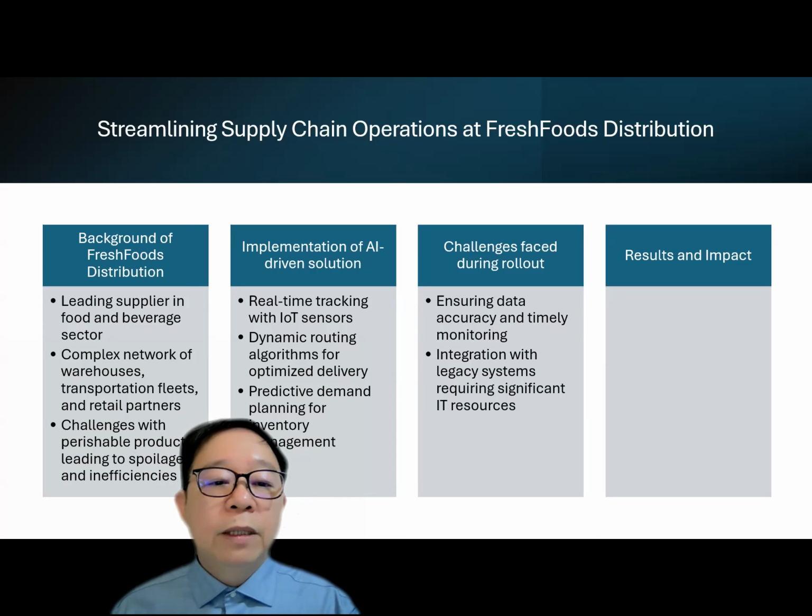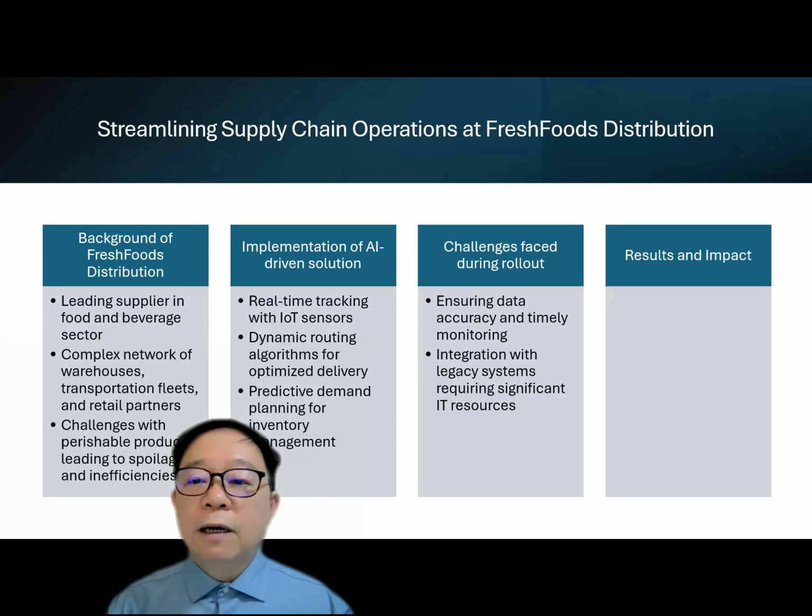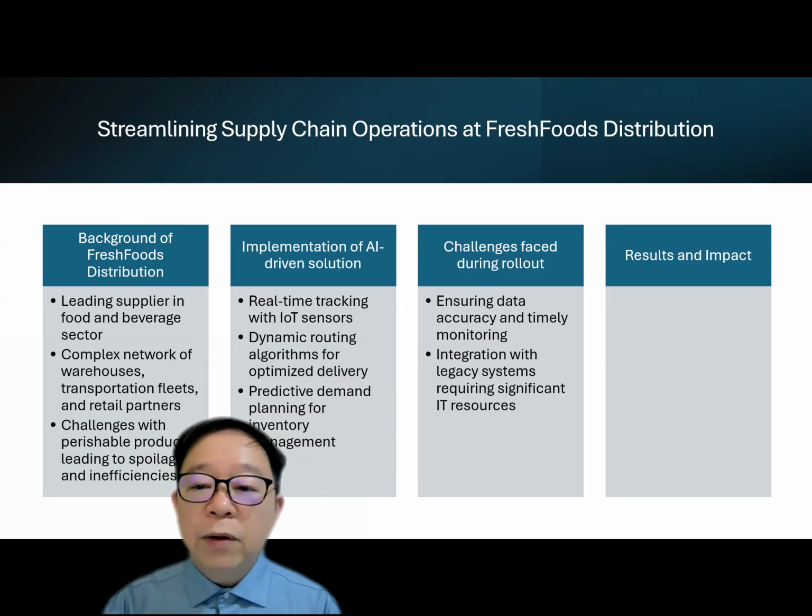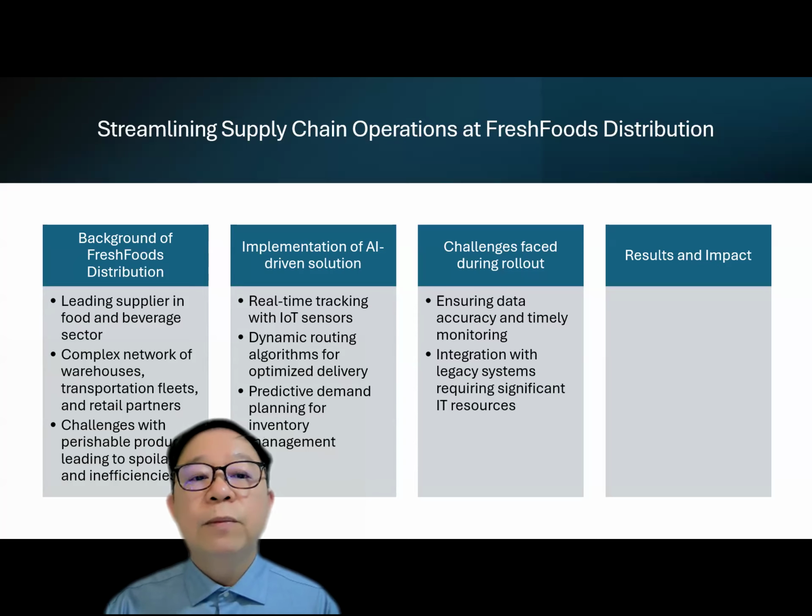So now they implemented the AI solution. They put in a lot of IoT sensors, collecting a lot of real-time data, and then they built a dynamic routing algorithm so that they can deliver based on the situation. They can deliver the goods at the best route. So we call it optimized delivery. Then they are also able to do predictive demand planning for inventory management. That's how they implemented the AI.